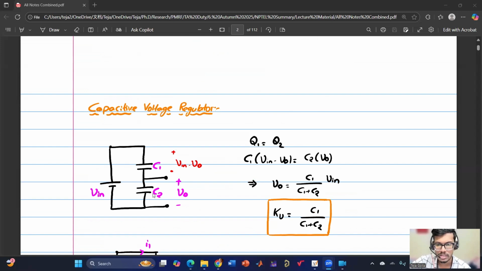Now you know that capacitors will charge instantaneously, right? Because they are ideal. First of all, we are considering ideal. In the case of non-ideal, it will take some time. But the moment you connect C1 and C2, they'll reach the same charge instantaneously. So the charge for capacitor 1 and capacitor 2 are the same, and the charge is C into voltage. This is also C into voltage. From there you can get the voltage expression.